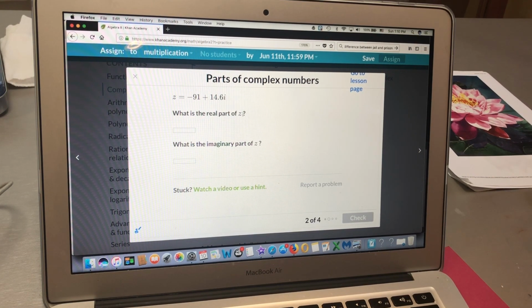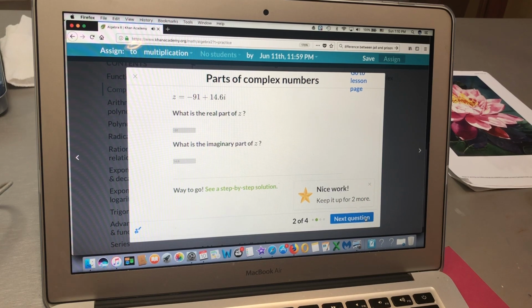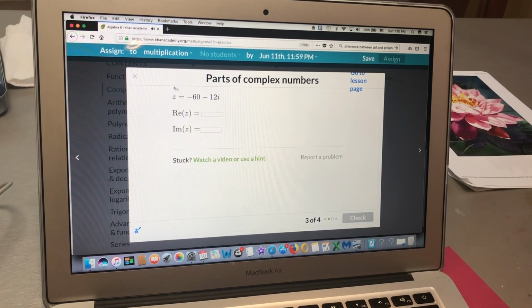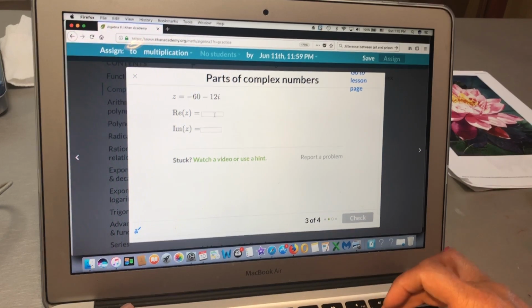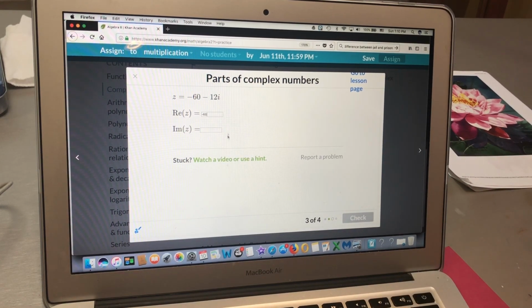What is the real part of z? So it's negative 91. And what is the imaginary part? 14.6. And that's it. You do not need to write i. See, we are right. Okay, let's move on. Real part is negative 60. And imaginary part, let me write negative 12i. Do I need to write this i? Check. Oh, so you are almost there.